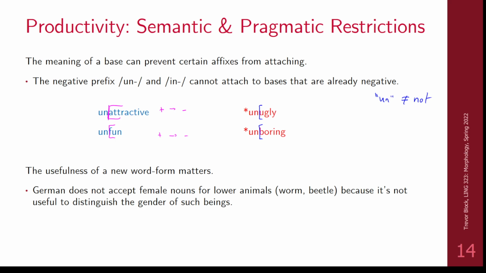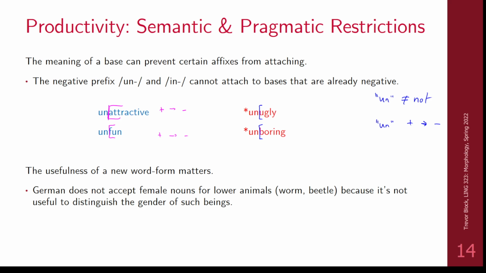Because if un meant not, then we could do unugly. Instead, what un does is it takes something positive or something neutral and turns it into a negative, or just takes its positivity away. So ugly doesn't have any positivity to remove. Boring doesn't have any positivity to remove. Therefore, we can't attach un to it. So this actually shows us a little bit more about the meaning of un. It takes something with a positive quality and it just removes it.